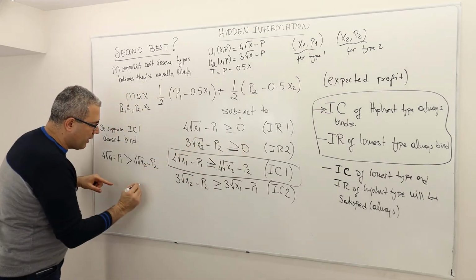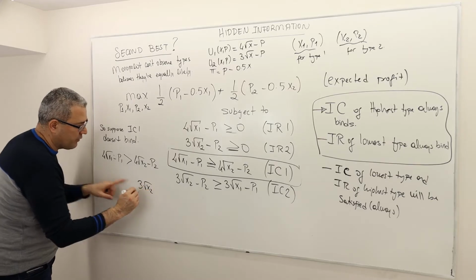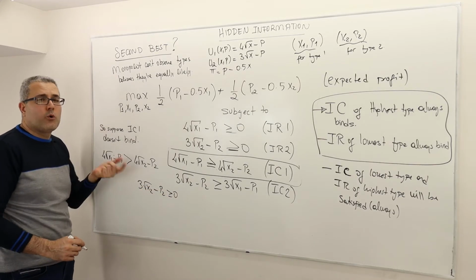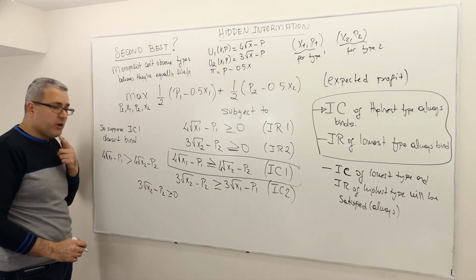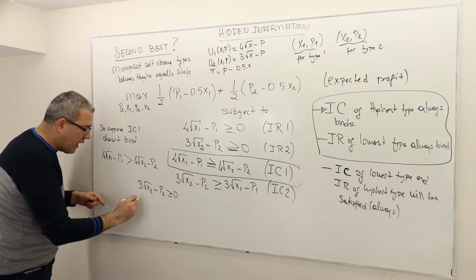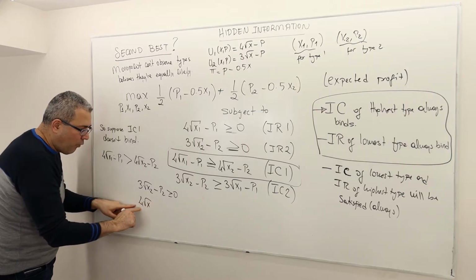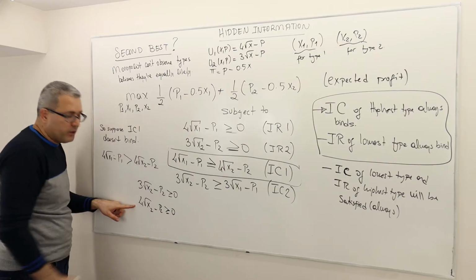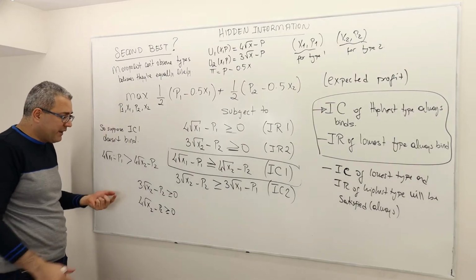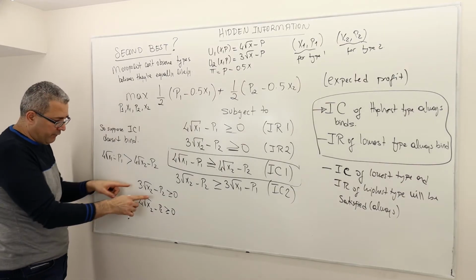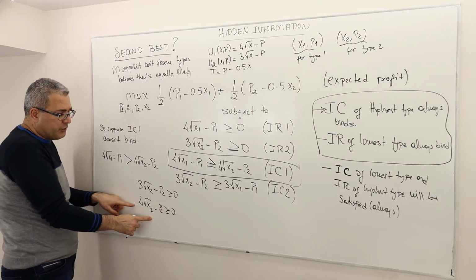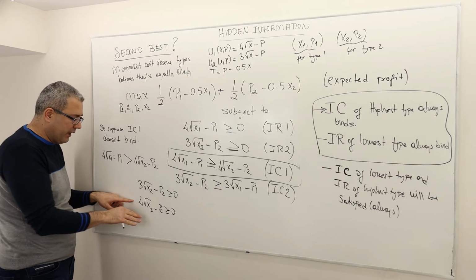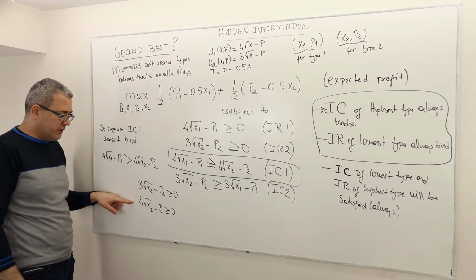So 3 squared of x2 minus P2, I know that it is greater than or equal to 0. Okay, what do I know? Well, from this, I also know that 4 times square root of x2 minus P2 should also be greater than or equal to 0. In fact, it should be strictly greater than 0, because 4 is higher than 3. But anyway, let's leave it as greater than or equal to 0.